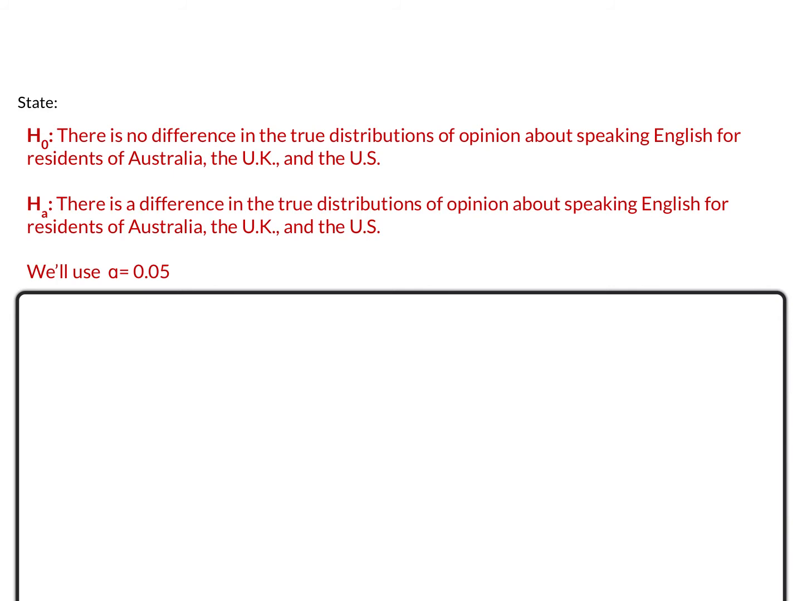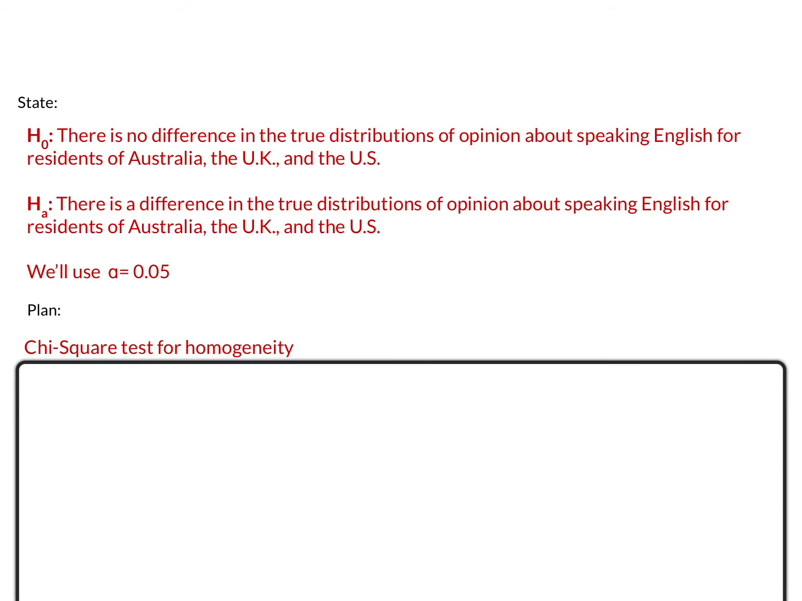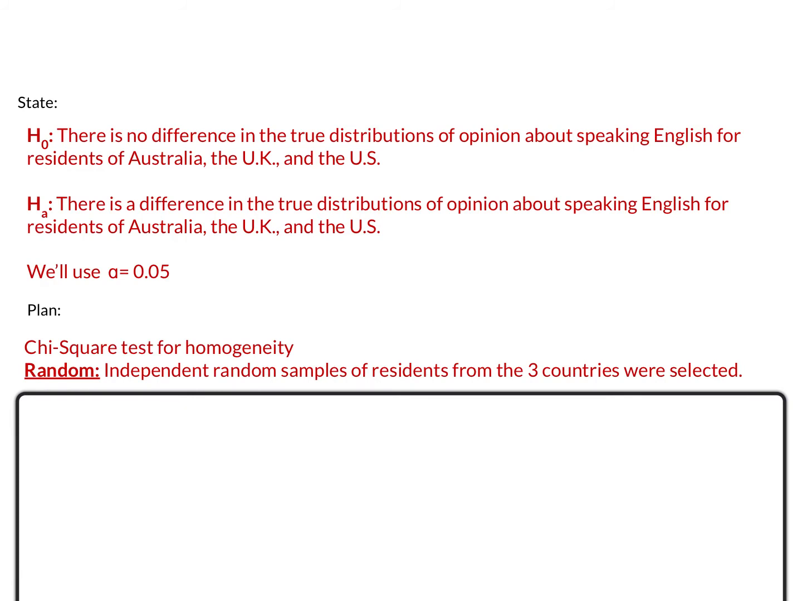So let's go on to our plan where we check our conditions. I'm going to begin by stating the name of my test. I'm going to be doing a chi-square test for homogeneity. And the first thing we're going to look at is, of course, random. We want random samples from each of our populations. So I'm saying that we have independent random samples of residents from the 3 countries were selected. You'll see some people call this a stratified random sample because first we're dividing up into our 3 different countries, and then a simple random sample from each. I'm just stating that it's a simple random sample from each country.